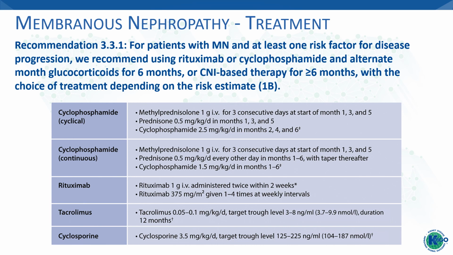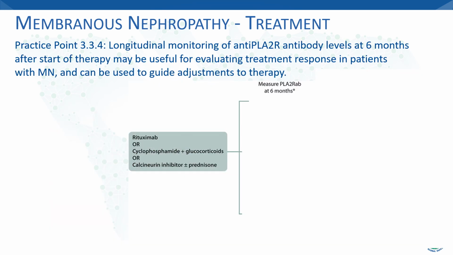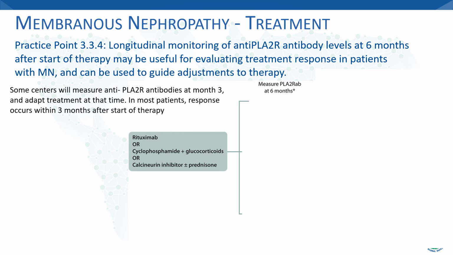Cyclosporin, 3 to 3.5 milligram per kilogram per day, targeting a trough level of 125 to 225 nanogram per ml. Okay, so whatever you used, you have to measure phospholipase A2 receptor antibody at 6 months to check the response of your patient. Actually, more expert people with membranous nephropathy suggest measuring antiphospholipase A2 receptor antibody at month 3, because in most patients, response occurs within 3 months after the start of the therapy.